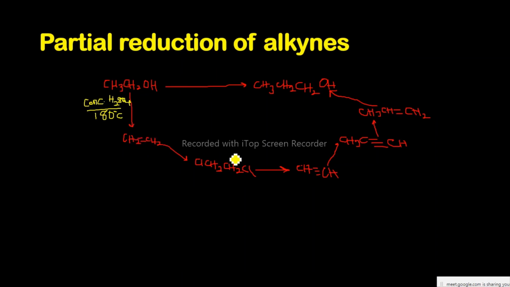Now from this, we want to form a dihalide. Like what I told you, we can form alkynes from vicinal dihalides. So we add chlorine gas in the presence of an organic solvent, which is carbon tetrachloride. This occurs at room temperature, so you form this.